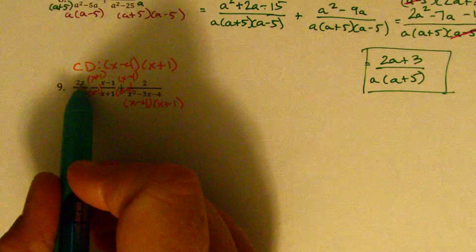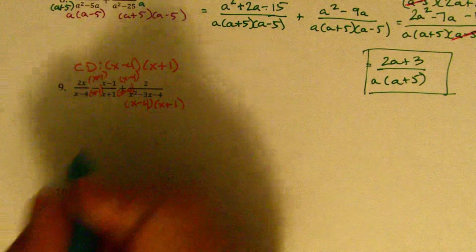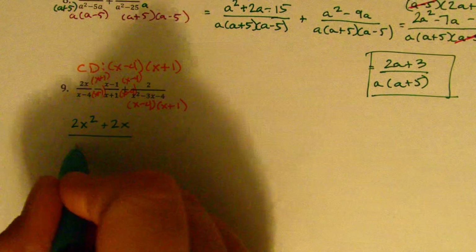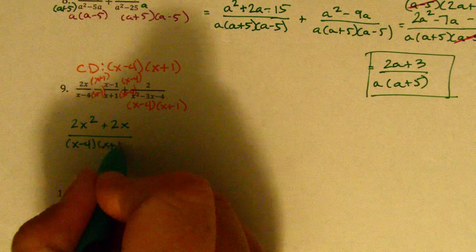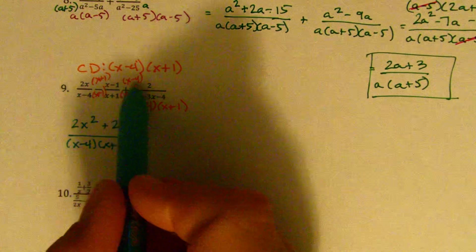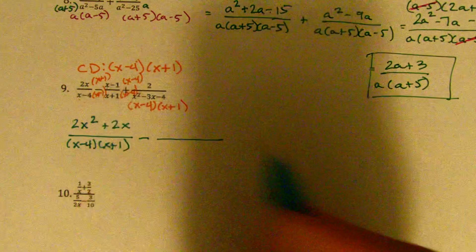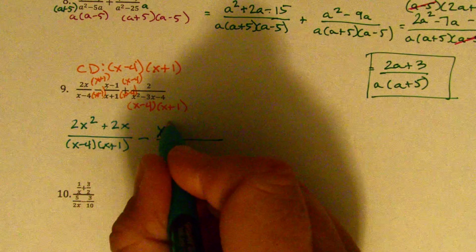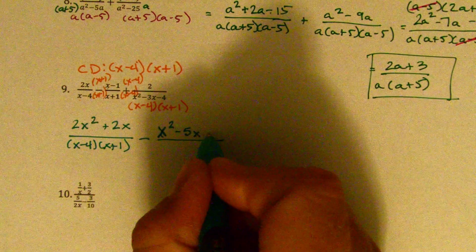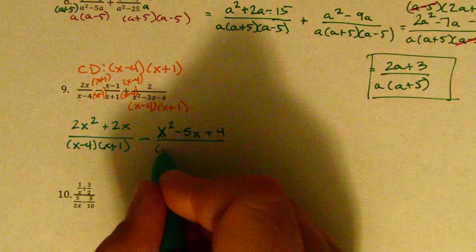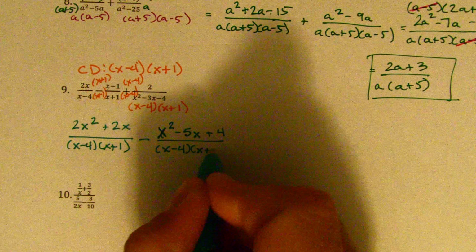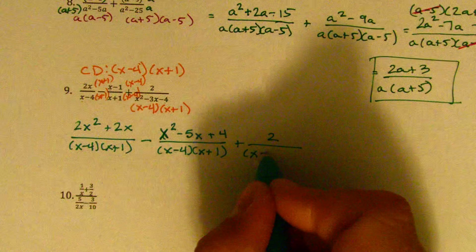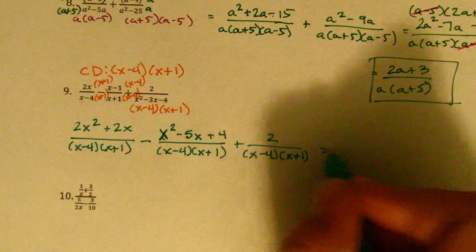Distributing the 2x to the x plus 1 becomes 2x squared plus 2x over x minus 4, x plus 1, minus x minus 1 times x minus 4. You need to do the box method or FOIL. I'm not going to show my work for it, but that's going to give us, actually I'm not going to put that in parentheses, x squared minus 5x plus 4. And on bottom just that common denominator, and plus 2 over x minus 4 and x plus 1. So we have our common denominator.